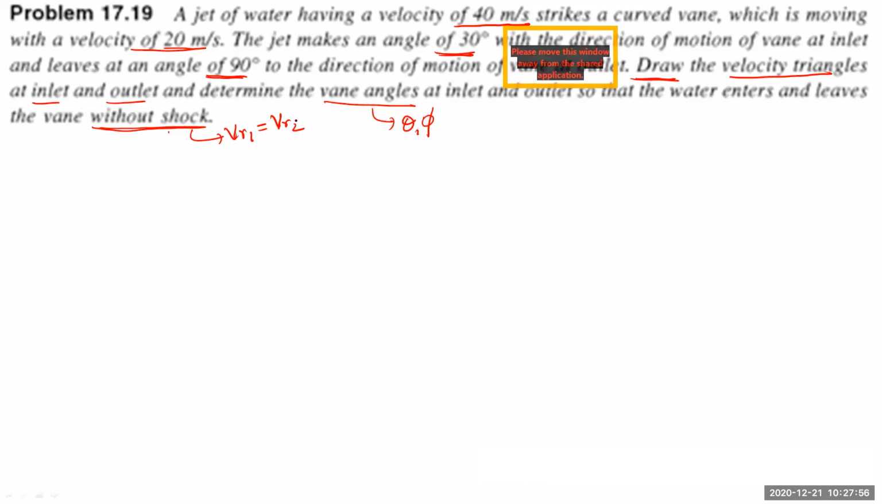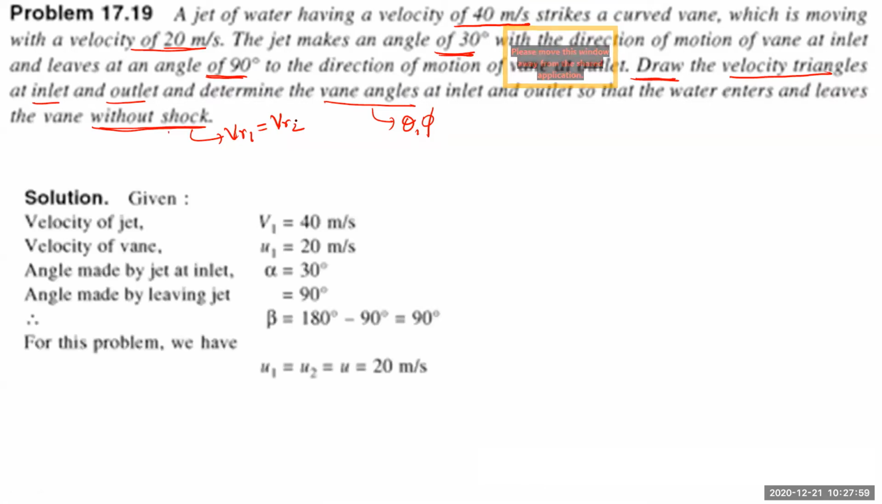I will give you the inputs, what is given. V1 is given, U1 is given. The angle made by the jet at inlet is given, that is alpha. The angle made by the jet when it is leaving is 90 degrees, that is beta is 90 degrees. U1 and U2 are given. So try to draw the velocity diagram in your notebook. Then I will show you on the screen and you can cross check whether you are able to draw it correctly or not.